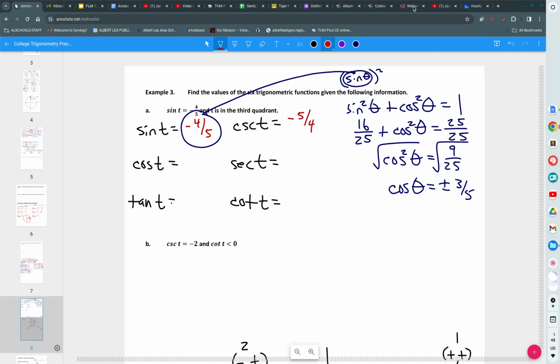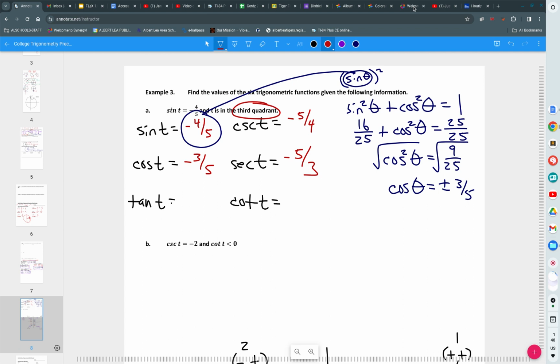Five, four, three, two, one. It is a negative 3/5 because I'm working in the third quadrant. The third quadrant indicates that the cosine value will be negative. And so secant is negative 5 over 3. Look at that. We have 4 out of the 6 already done.